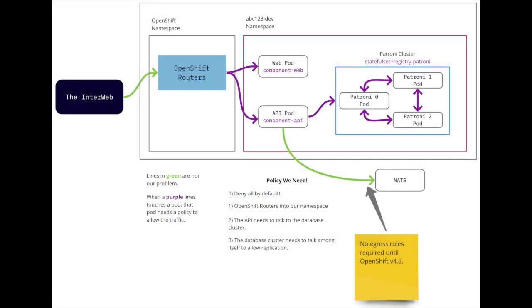Let's flip back to the network diagram and check out what labels we have to work with. The two I'm going to use for this policy are component equals API for the API pod and stateful set equals registry patroni for the database cluster. Since this label applies to all the pods in my database cluster, it won't matter which one the API is connected to. It'll just work.